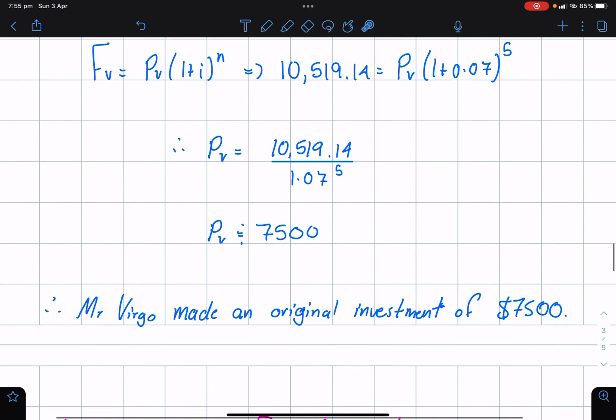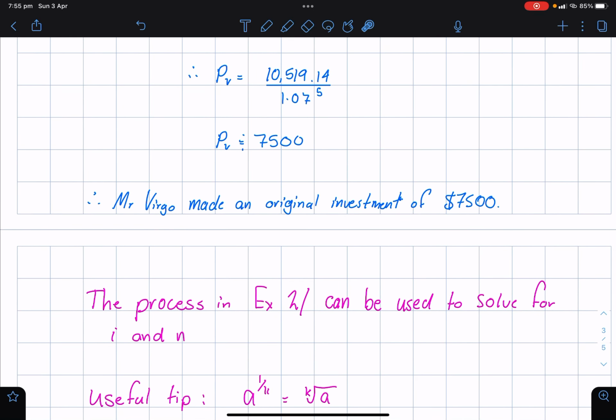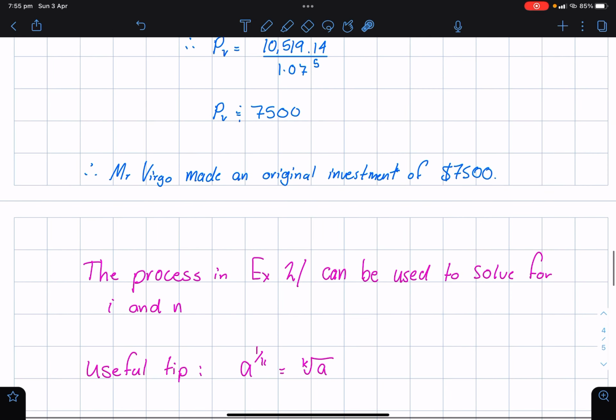Okay, so the process in example 2 can also be used to solve for I and N. Solving for N is a little bit trickier, and a useful tip when you get to that point is remembering that A to the power of 1 over K is equal to the kth root of A, okay? So a base to the power of a fraction, all right, is the denominator comes down as the root, all right, and we take that root, all right? So that's a little bit of a useful tip for when you're solving for N, all right?